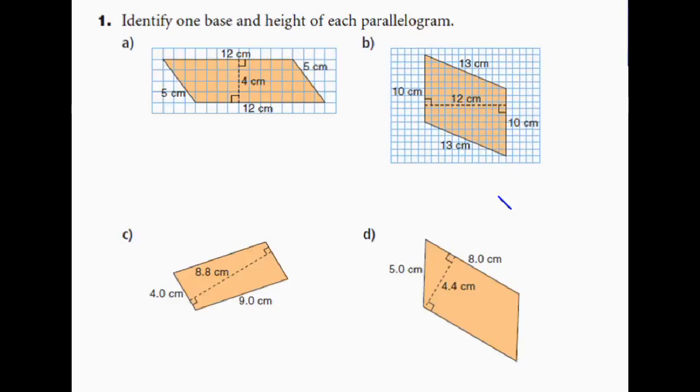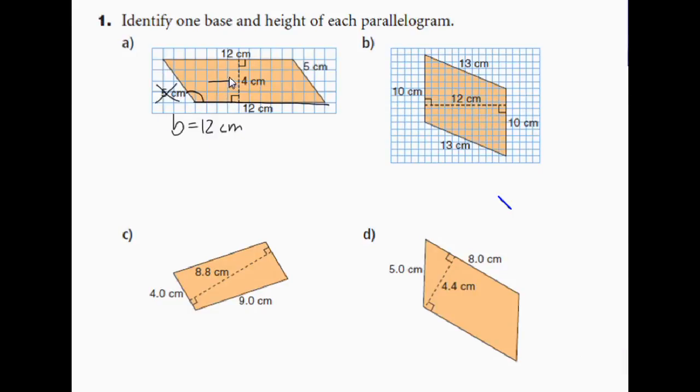1, and we're going to look at the base and the height of each parallelogram. So for question 1a, if our base is 12 here, then what's our height going to be? Is it going to be this line over here on the side that says 5 centimeters? Well, the question becomes, is that a 90-degree angle? And if it's not, then this is not going to be our height.